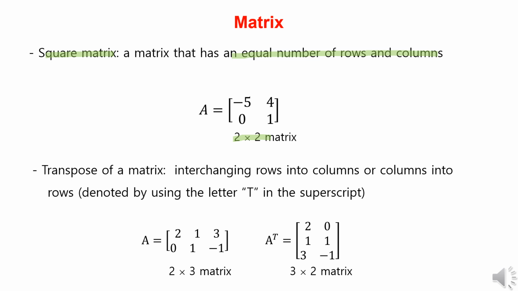Regarding the transpose of a matrix, it refers to the matrix obtained by interchanging its rows and columns, and it is denoted by the uppercase letter T as a superscript. In this example, we have a matrix A with a size of 2 by 3. When we take its transpose, it transforms into a 3 by 2 matrix. So, if we consider one of the numbers in matrix A, let's say 1, which is located in the first row and second column, you can observe that in the transpose matrix, it appears in the second row and first column.